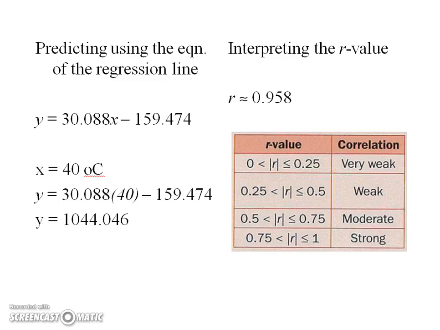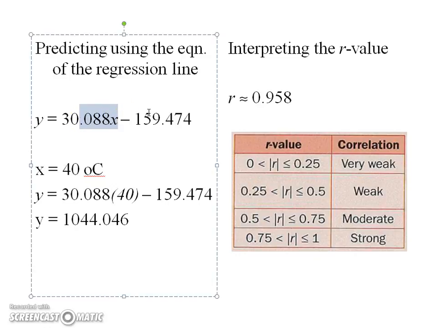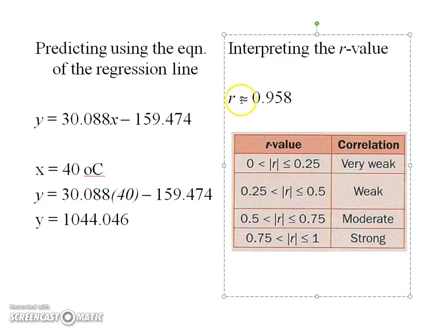So this is how the equation is useful for us. We can use it to make predictions. And also, the R value tells us the strength of the correlation.